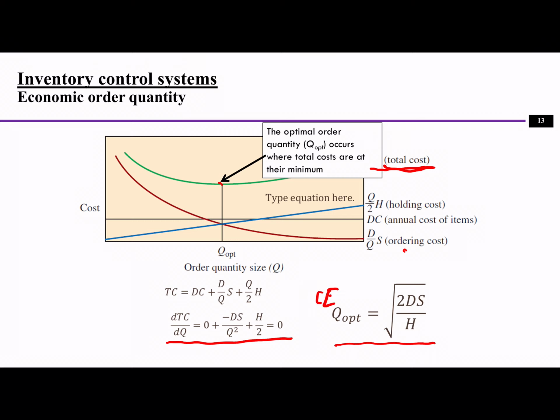Sometimes it is called the EOQ, economic order quantity, which equals the square root of 2DS divided by H: 2 times the demand times the setup cost, divided by H, the holding cost. If we know these three variable values, we can find the economic order quantity. We do not need to do the derivative anymore. We simply use this equation.